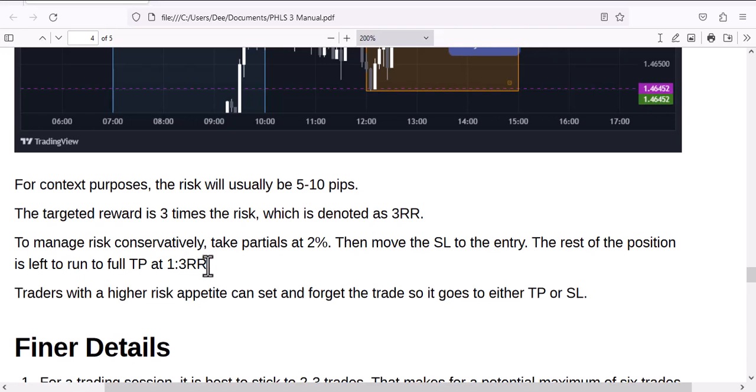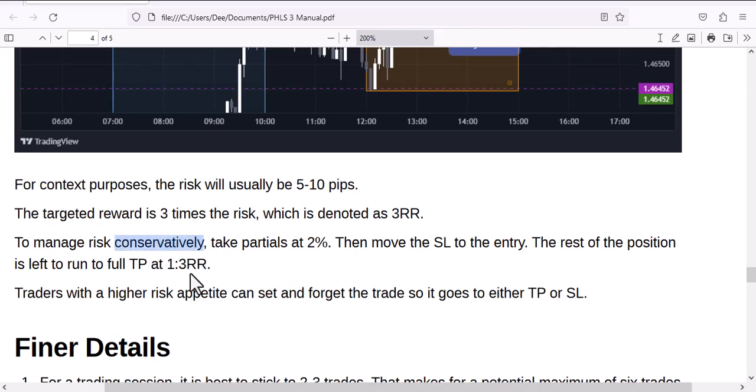All right. So this is my trading plan. Depending on the pair you choose, you can modify this, you can alter this to best suit the pair you are trading. All right. And as I said, this is conservatively.